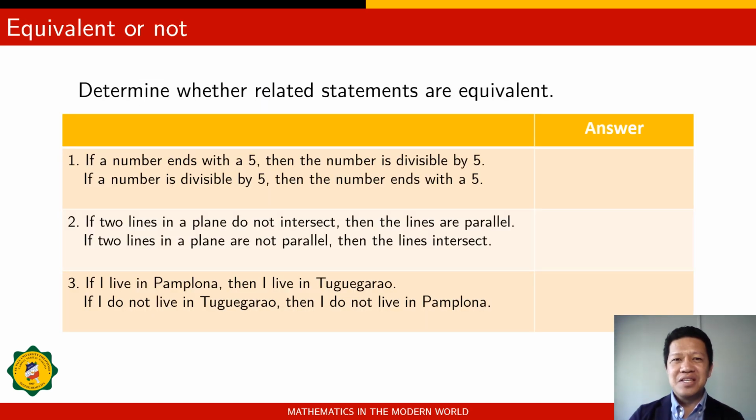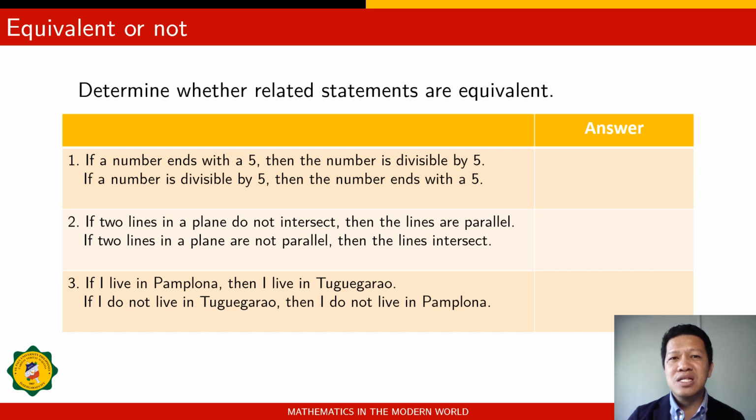So in this activity, we're going to determine whether the two given statements are actually equivalent or not. So let us recall first which of the four statements are equivalent. We have actually the conditional, the converse, inverse, and contrapositive. So the conditional is equivalent to the contrapositive, and the converse is equivalent to the inverse.